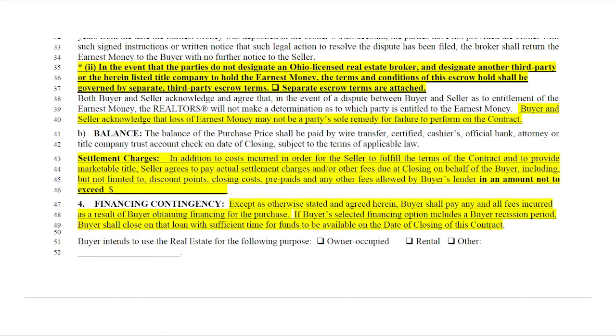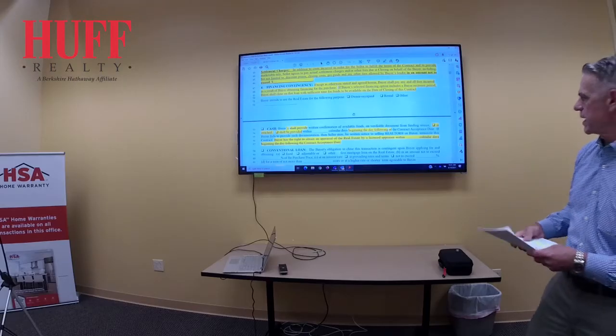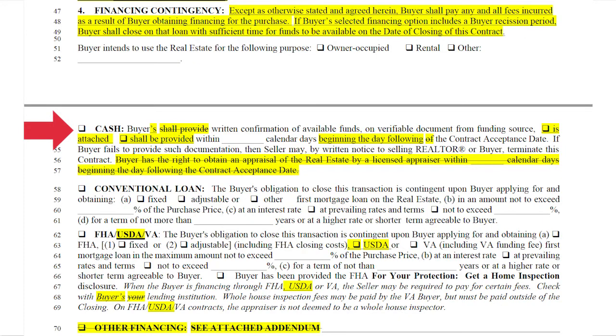That seems to be the same. Does owner-occupied rental other. The cash piece in here gives a little bit more detail. As you can see on the new one, asking for proof of funds, right? Yeah, is attached, shall be provided within so many days. So you guys know if you're doing a cash deal, you got to get the asset statements provided within so many days to the seller.